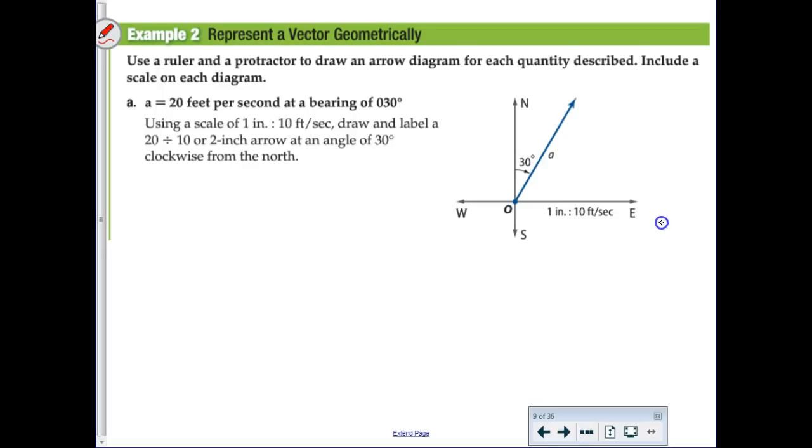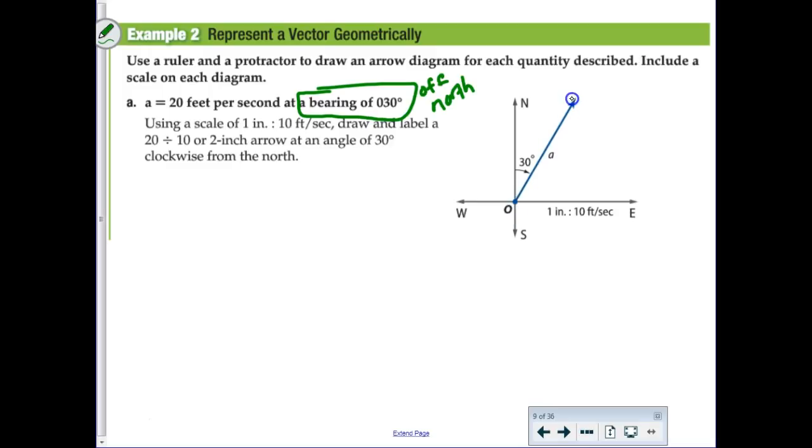They would have used a ruler or protractor and drawn this to scale, giving you a scale measurement. They drew this vector, and it said at a bearing of 030, so that meant a true bearing off of north. And then they measured 30 degrees in the clockwise rotation.